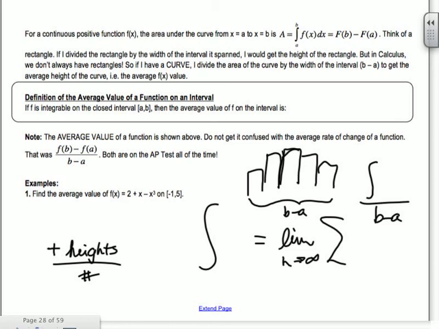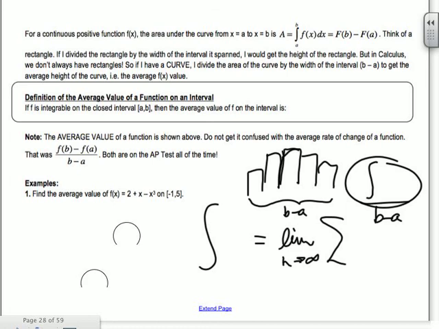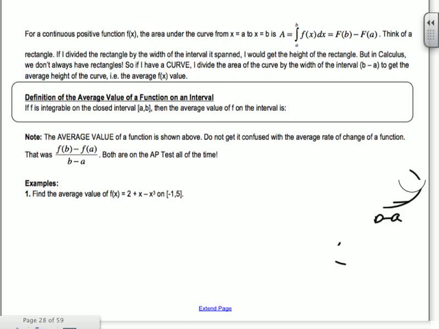So that's what we're going to do. We're going to add up all of the rectangles. So that's our area, our integration sign, and then divide by the width of the whole thing. Does that make sense? You'll see this all the time, average value. All right, so that's our formula. If f is integrable on the closed interval a to b, then the average value of f on the interval is the integral from a to b of f of x dx divided by b minus a. So we just write 1 over b minus a out front.